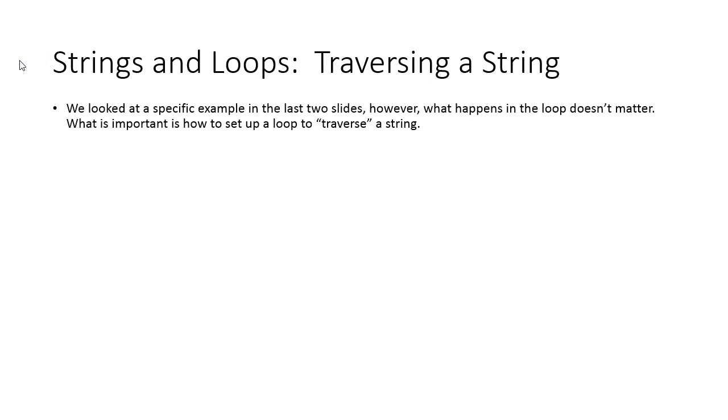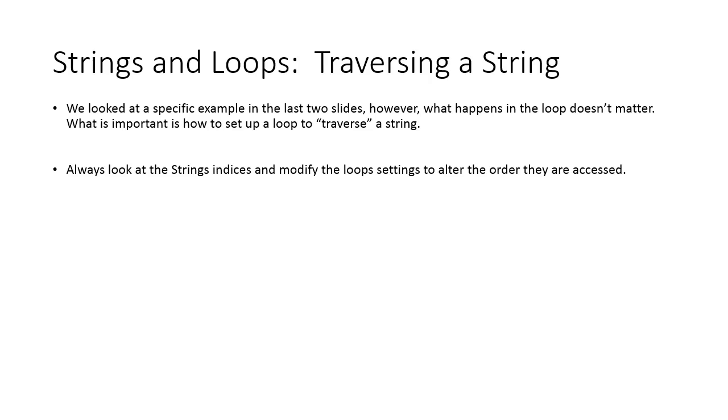So traversing a string. In the last couple slides, what happened in the loop doesn't matter. Yes, we could talk quite a bit about the mechanics of what we do inside the loop, but what's important is we understand how to set up the loop to traverse a string. We always want to look at the string indices and modify the loop settings to alter the order they are accessed. So again, we think about the string we have, think about those indices, and use the built-in length method to modify the loop settings, so to speak.